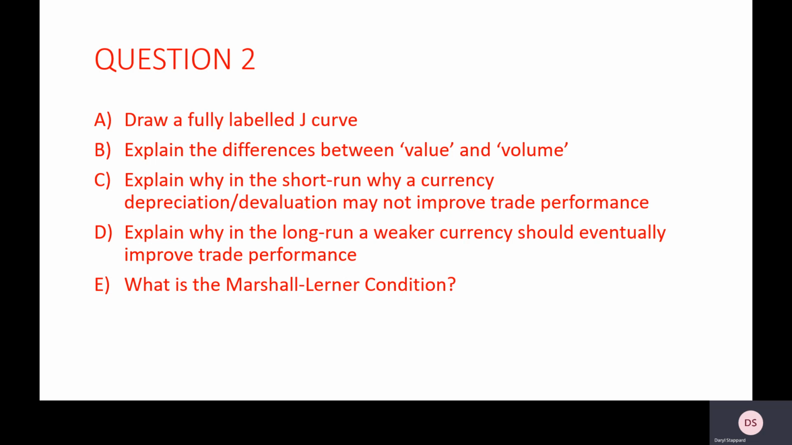C, explain why in the short run, a currency becoming weaker will not improve trade performance. Think about it in terms of the Marshall-Lerner condition not being met. Imports and exports are price inelastic in demand. You could link in the value against volume of imports and exports there. D, explain why eventually on the J curve, trade performance will improve if the currency stays weak. You could think here about volume against value again of imports and exports. You could link it to the Marshall-Lerner condition being achieved. And then finally, what actually is the Marshall-Lerner condition? What are we looking at with the Marshall-Lerner condition?